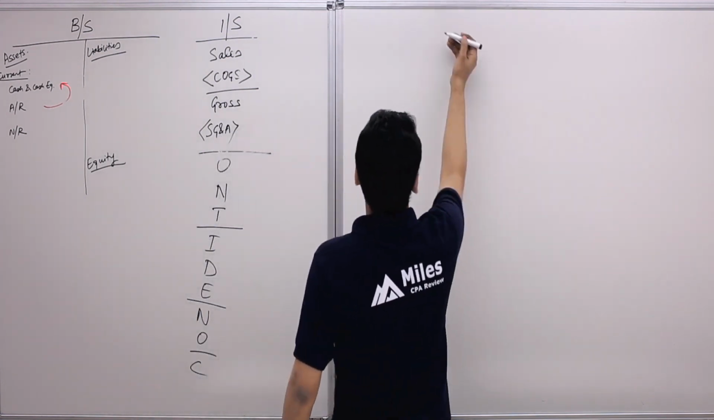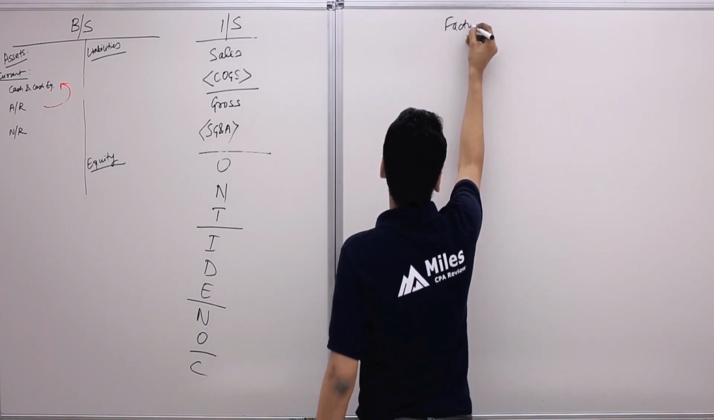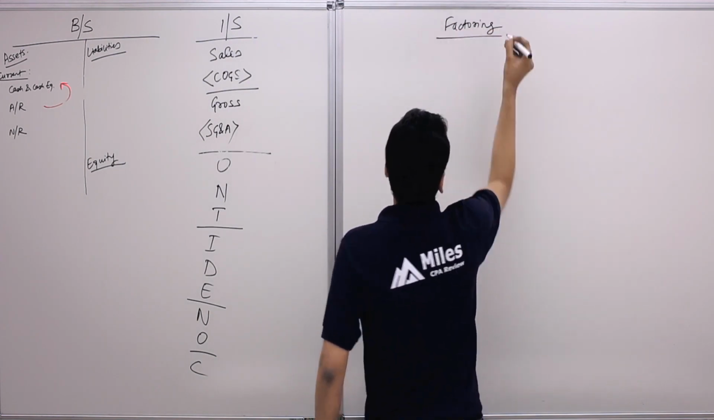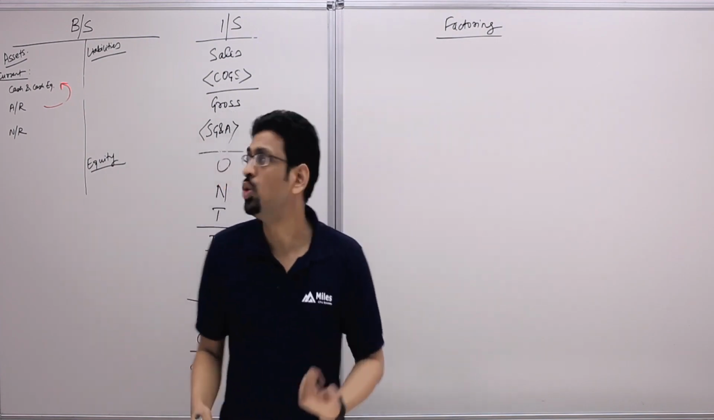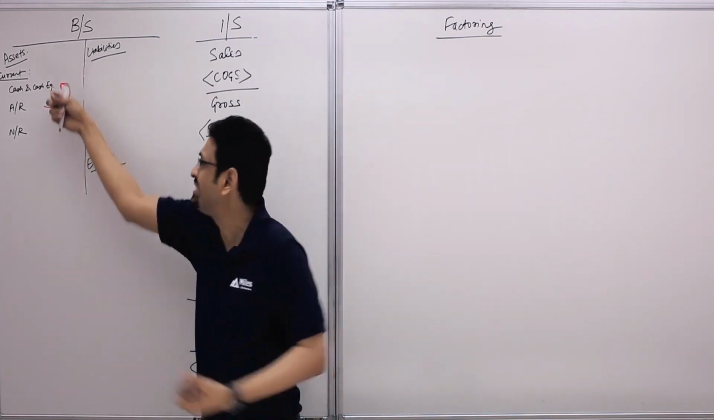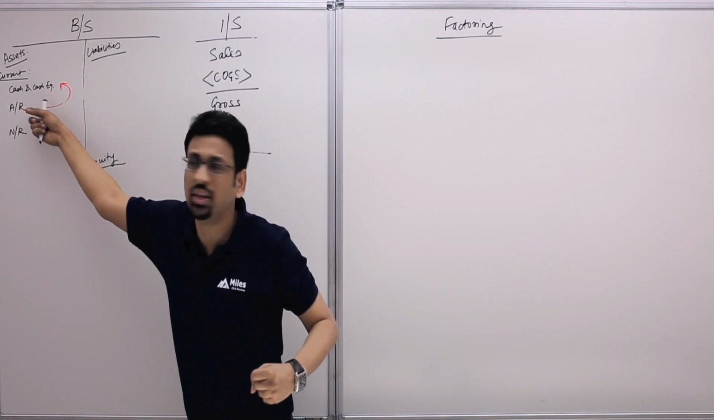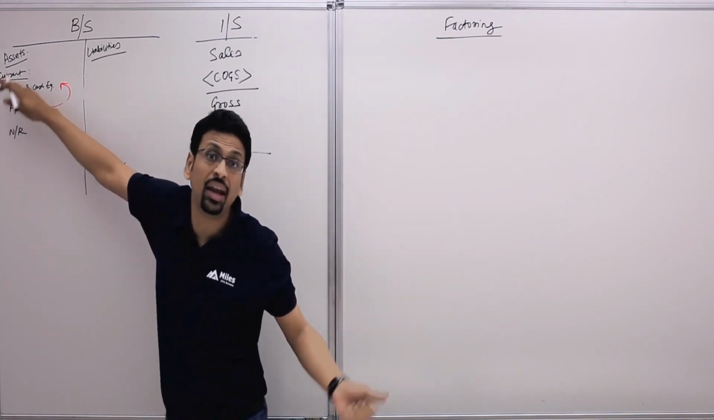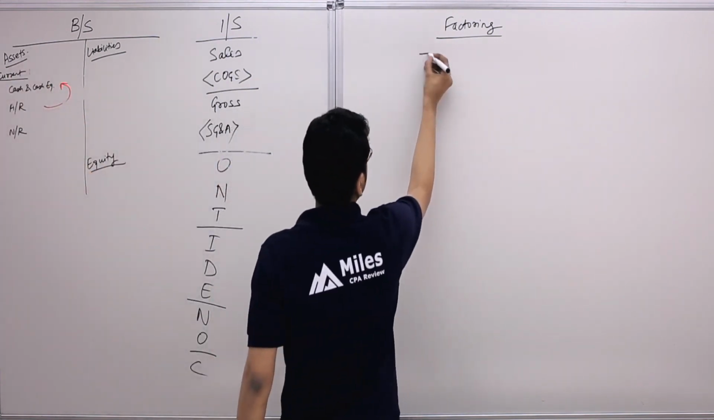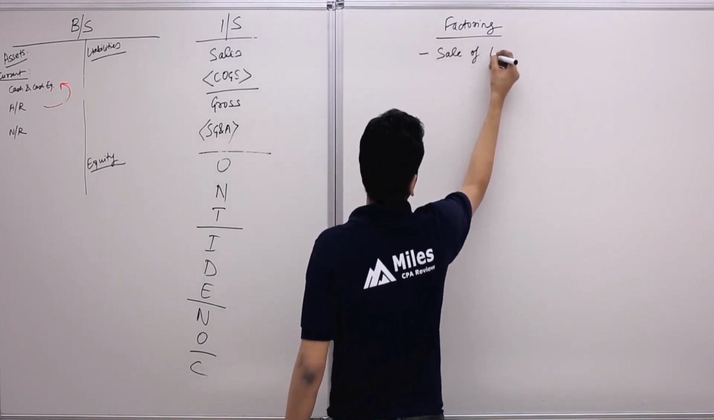So let's look at factoring first. Now, in case of factoring, as I told you, it's a sale of your accounts receivable. It's getting off your balance sheet. It's no longer here. It's off, disappeared, and cash came in. So this is a sale of accounts receivable.